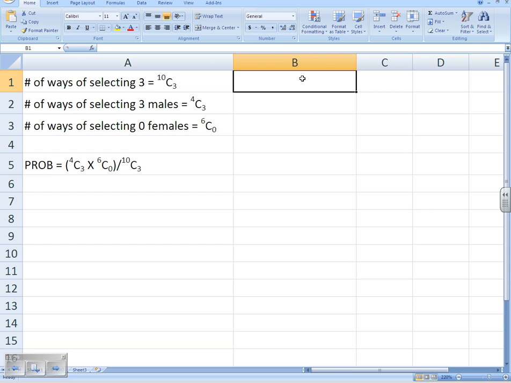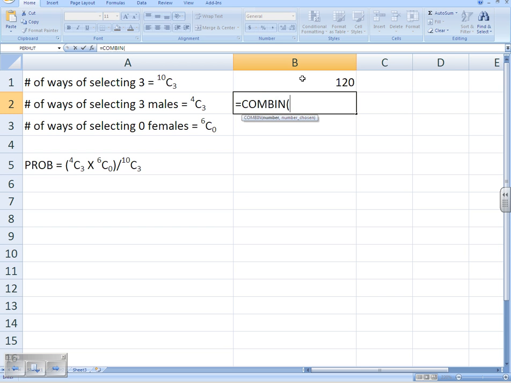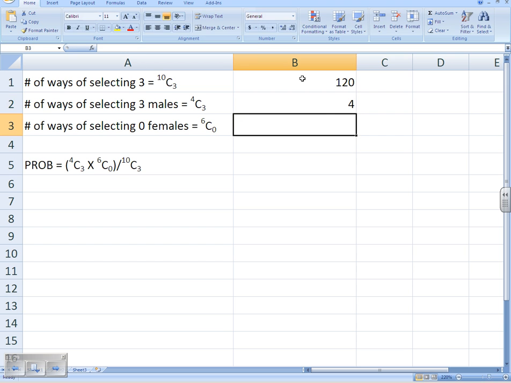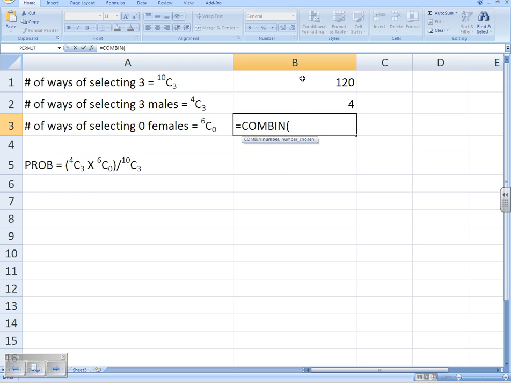In the first row, the number of ways of selecting 3 out of a possible 10 uses the COMBIN function. The COMBIN function is found in the math and trig section, but we can type it in directly: COMBIN 10, 3. Second, choosing those males, 3 out of a possible 4, is COMBIN 4, 3. Moving on to the females, same function, but this time choosing 0 out of a possible 6, so it's COMBIN 6, 0.